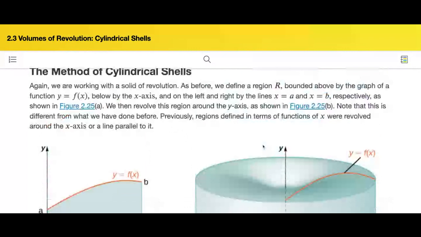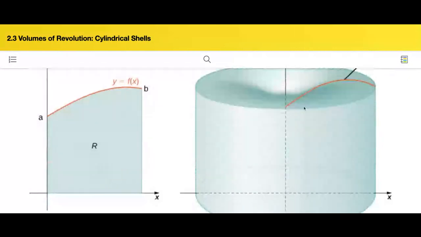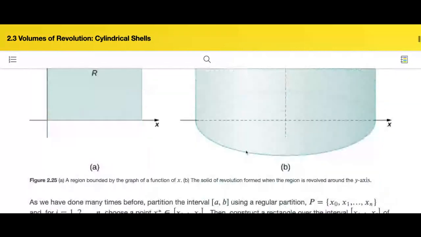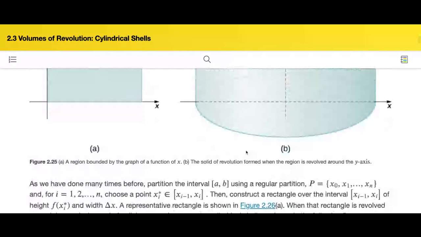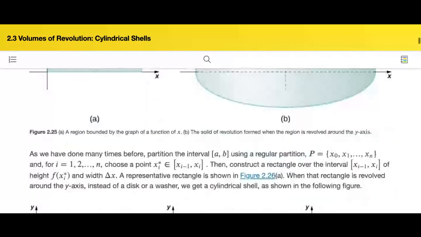So this is different from what we have done before. Previously, regions defined in terms of a function of x were revolved around the x-axis or a line parallel to it. So now we're revolving this piece over the y-axis, and sometimes we can revolve this piece over x equals something else, which means a vertical line parallel to the y-axis.